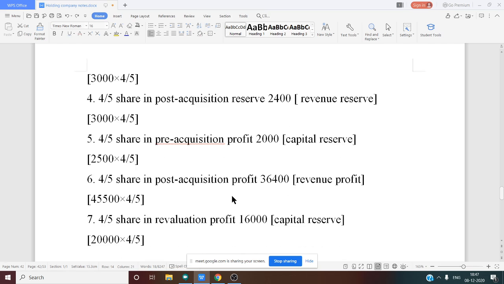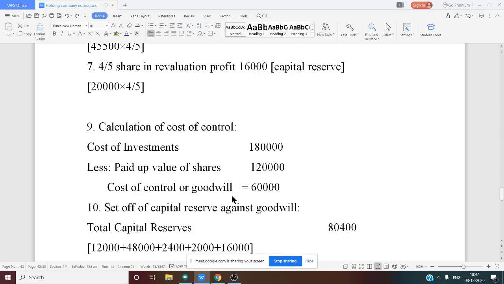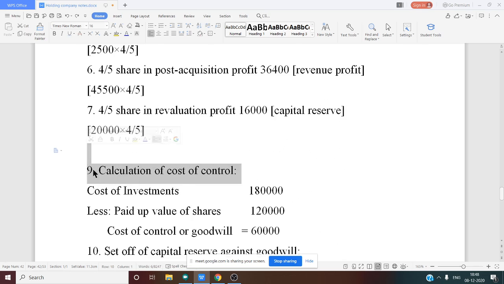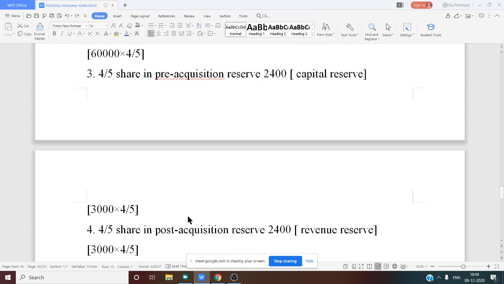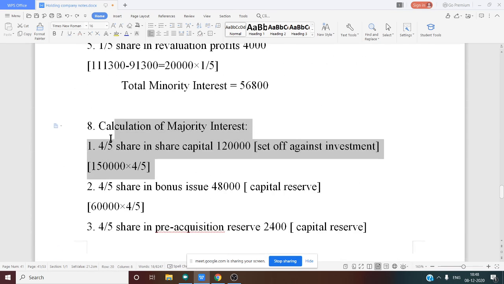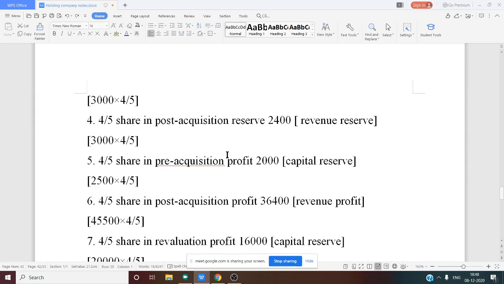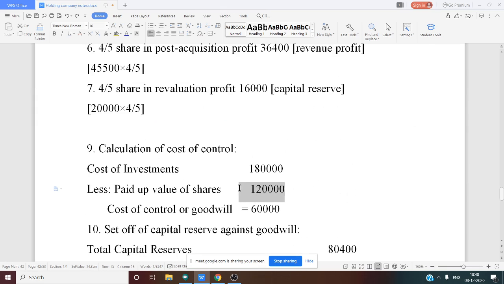Yes. So after this working note, next working note is calculation of cost of control. Working note number 9. So cost of investment that is given in the asset side, we have already discussed, 1,80,000. Yes, paid up value of the share. You want to see majority interest working note point number 1. If you see, 1,20,000 is the paid up value. This information you have to deduct from investment. So we know that cost of control or goodwill is 60,000, because it is a loss to the holding company. Holding company is paying more.